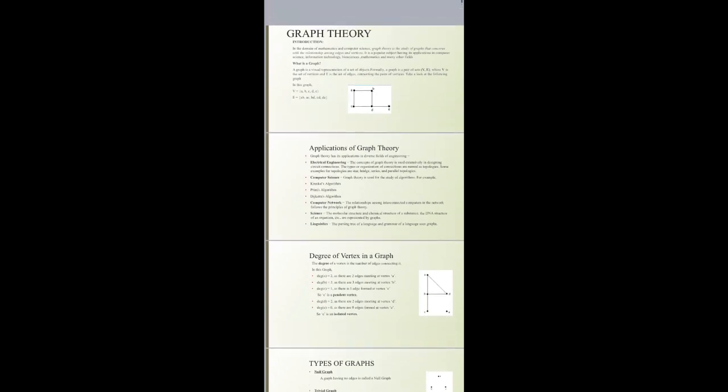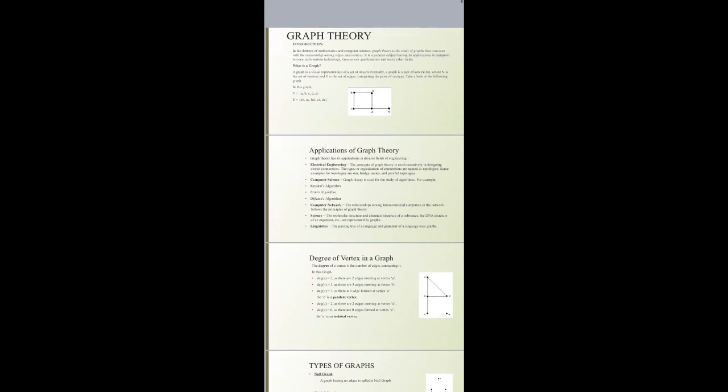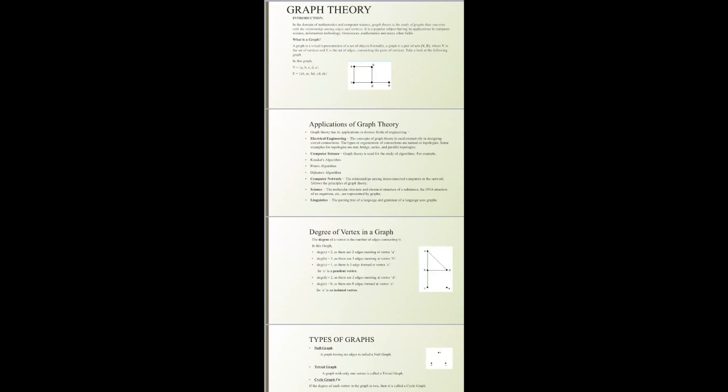In the domain of mathematics and computer science, graph theory is the study of graphs that concerns the relationship between edges and vertices. We have two things here: one is edges and the other is vertices.